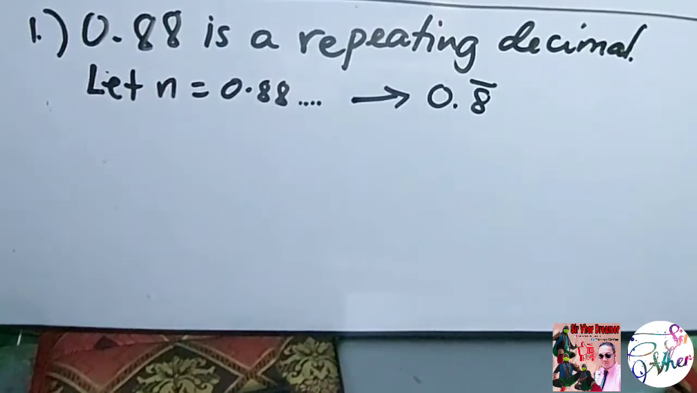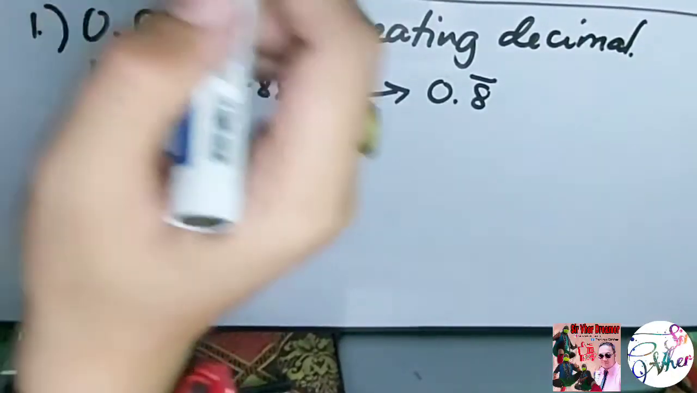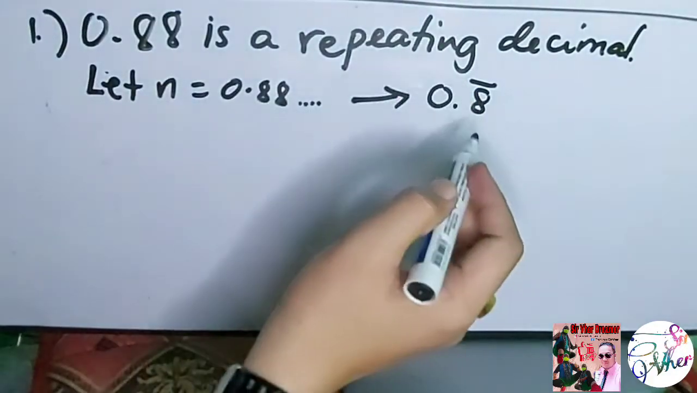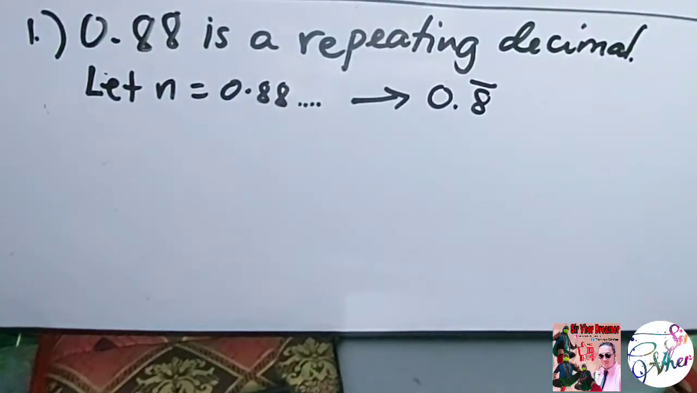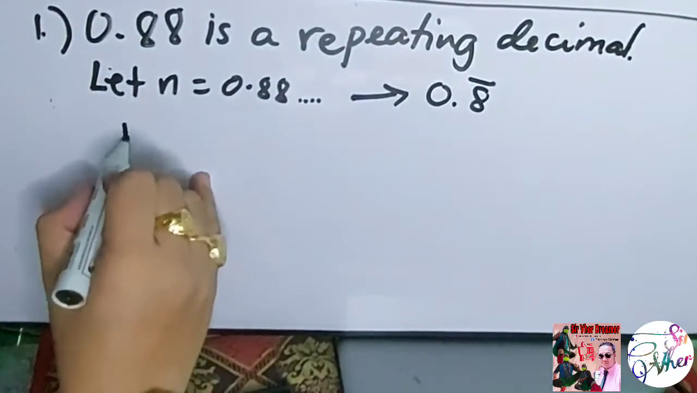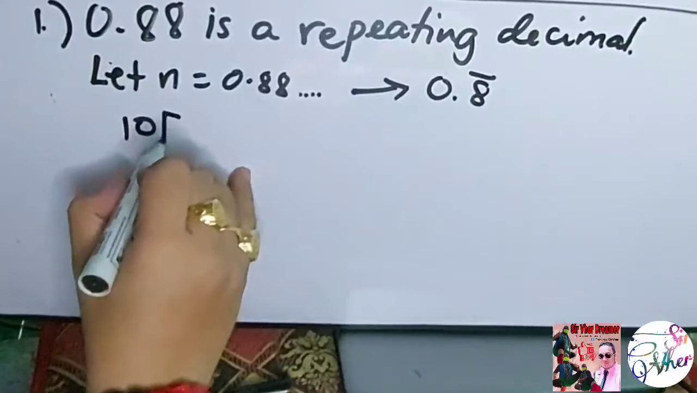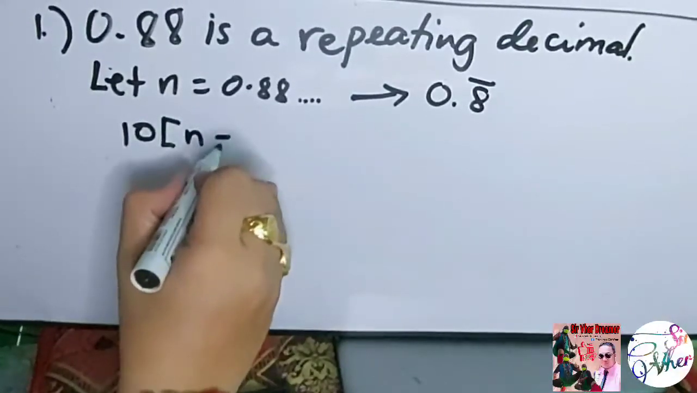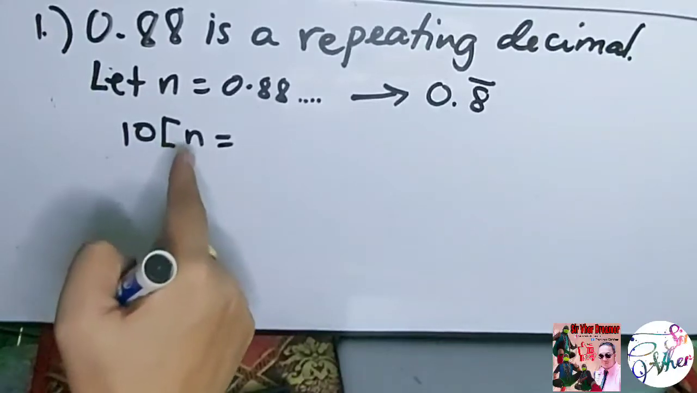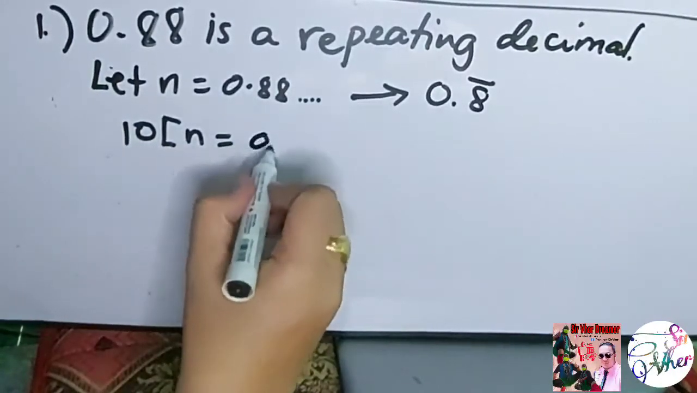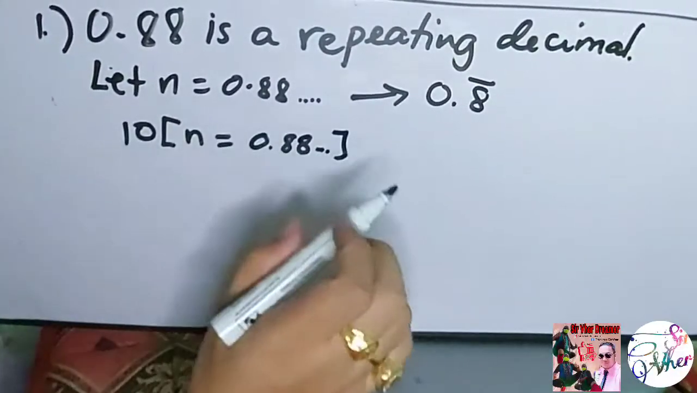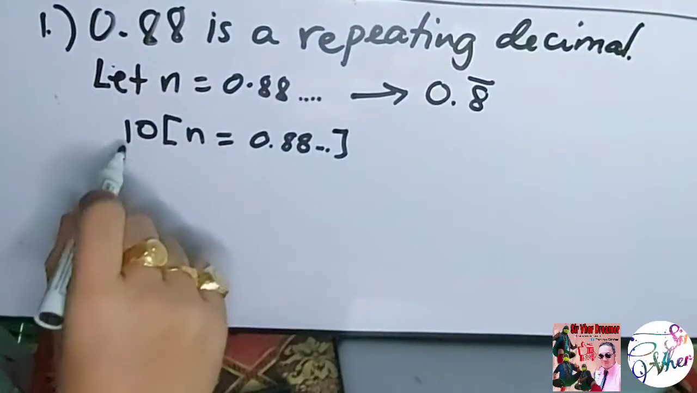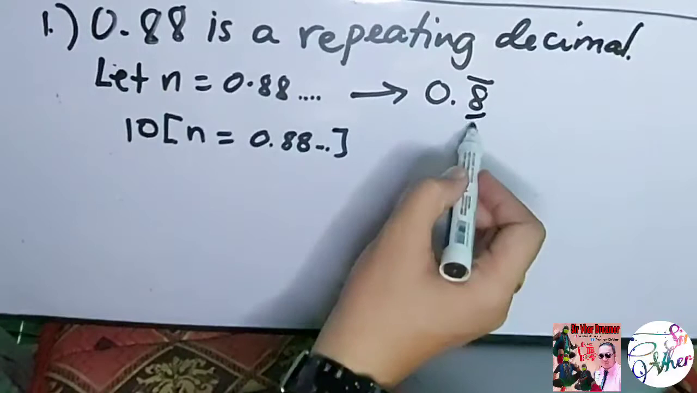It has only one digit, right? So we multiply both sides by what? How many digits do you see repeating after the decimal point? One digit, so we are going to multiply by 10. Now 10 times n is equal to 10 times 0.888... Take note of that: we multiply by 10 because it has only one digit.